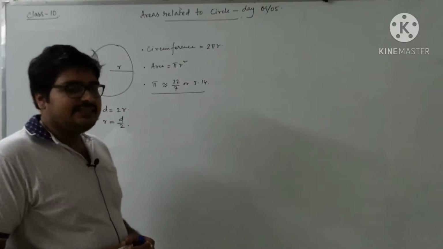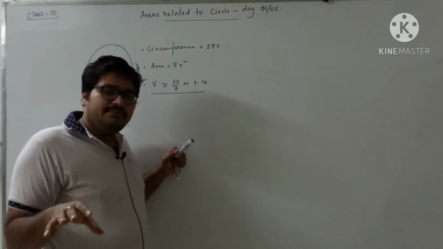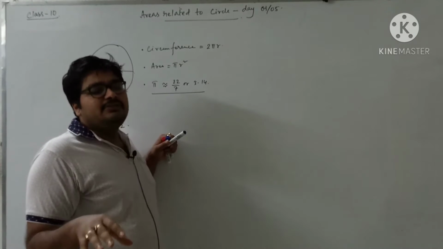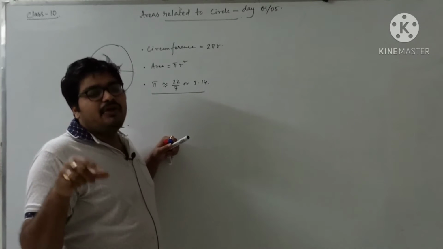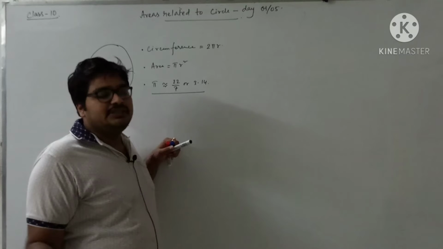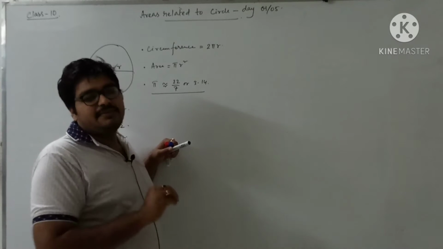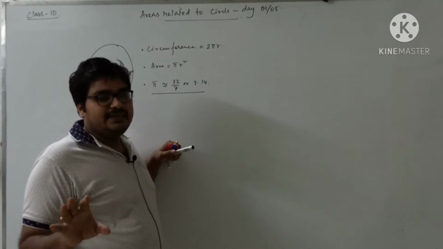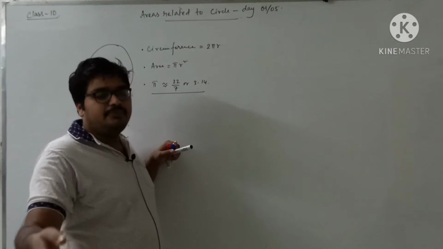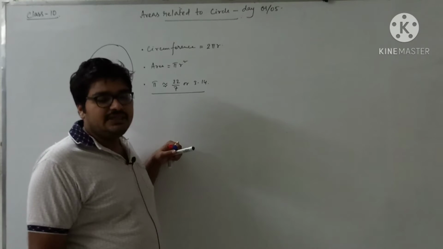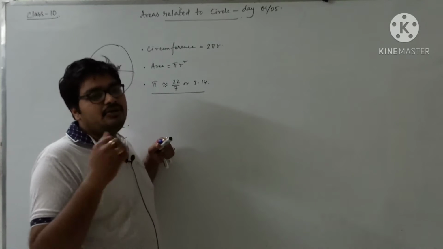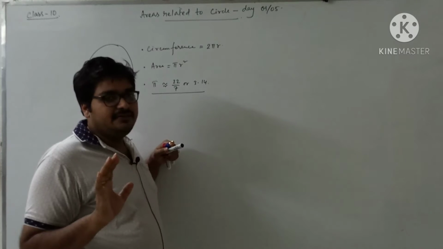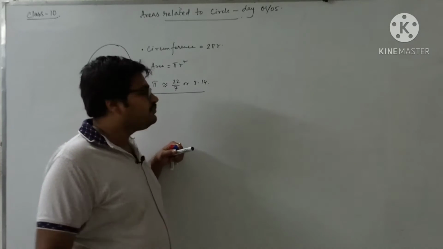What is my suggestion? Whenever you do a sum, until and unless you are told to use 3.14, you must not use it. Use 22/7 for each and every sum if nothing is mentioned. If the question says you have to use 3.14, then only you use it. Otherwise, every time you use 22/7 as the value of pi whenever you do the calculation.